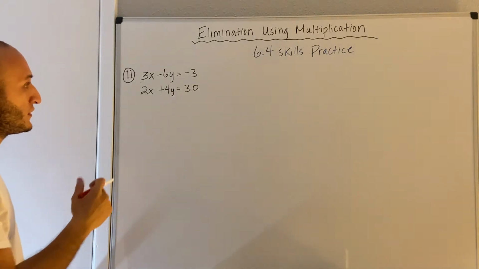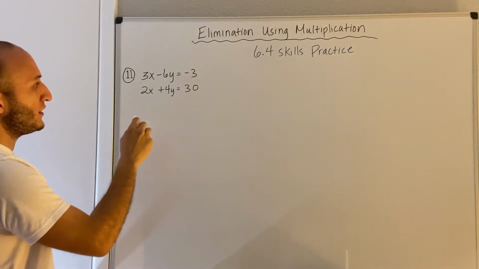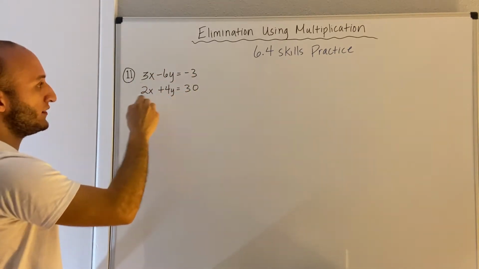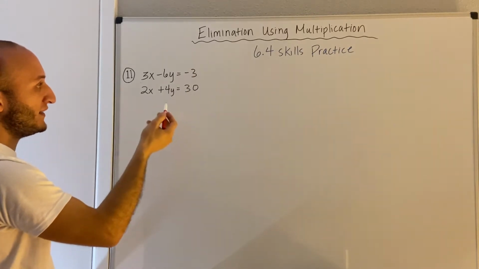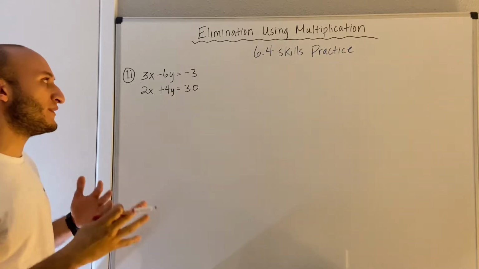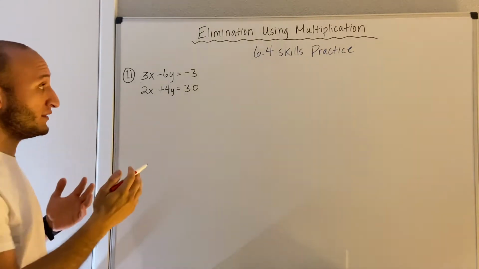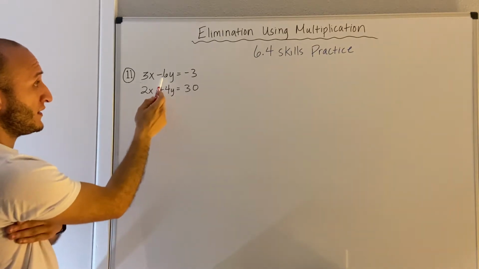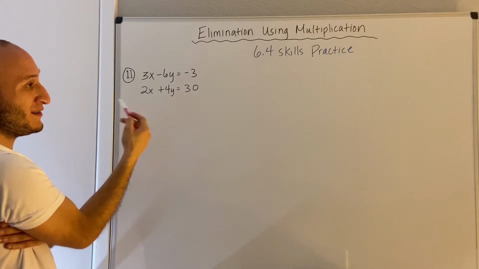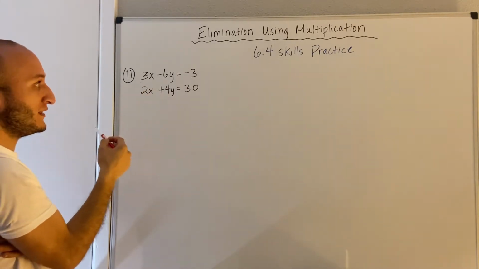Now as we've done before, we line up the x's and the y's and the constants. They're all lined up, but in this case, it's not set up for us to where we could just go in and just cancel out one of these, right? Because negative 6 plus 4 doesn't cancel out, doesn't become 0. 3 plus 2 doesn't become 0.